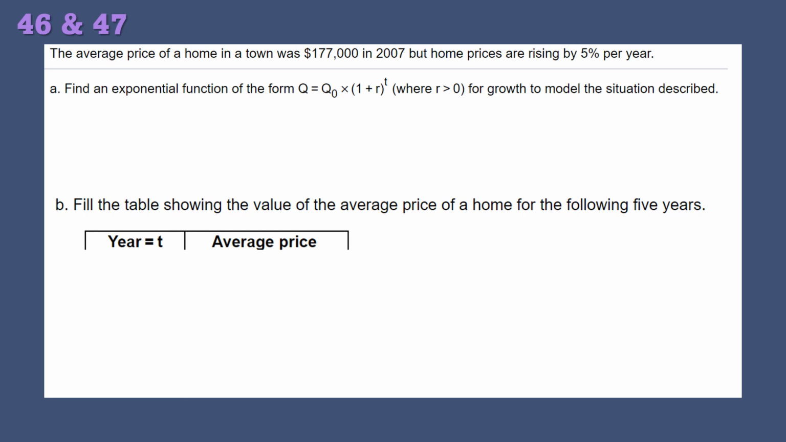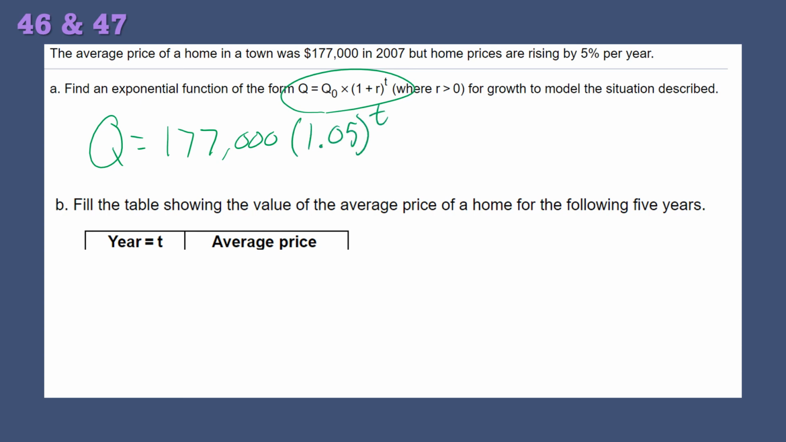The average price of a home in a town was $177,000 in 2007, but it's been rising 5% per year. So the exponential function tells us this is what we need to do. We're going to type that in as Q equals the original 177,000 times 1 plus the rate. So I'm going to write that as 1.05. And then we put the t as the exponent. Great, so we have it. Now we can use this to calculate. Obviously at year 0, it's 177,000. But let's say we wanted to fast forward to the year 2021, okay?